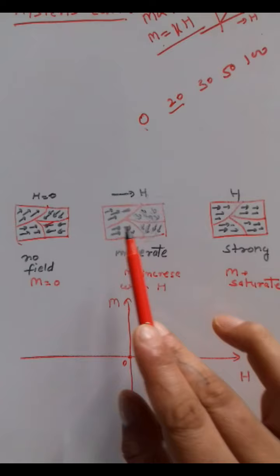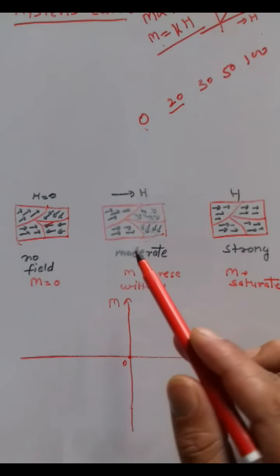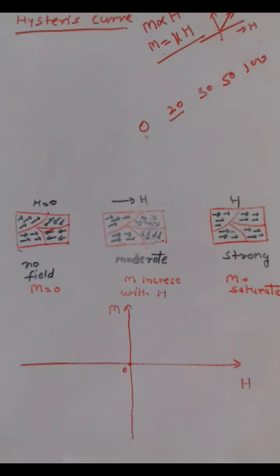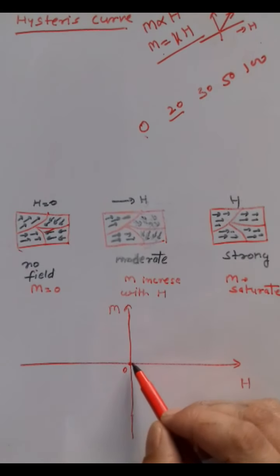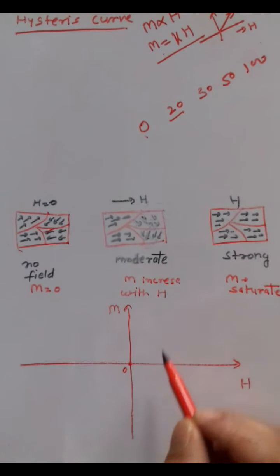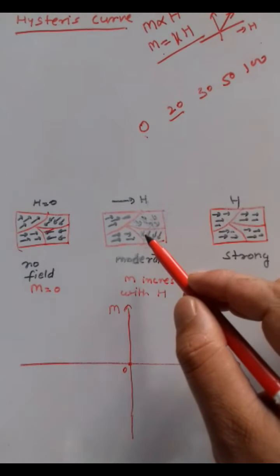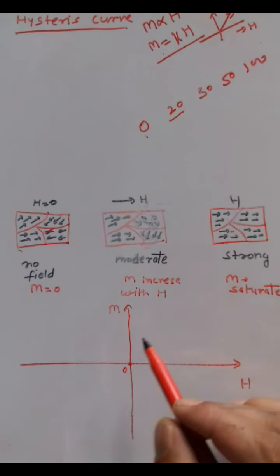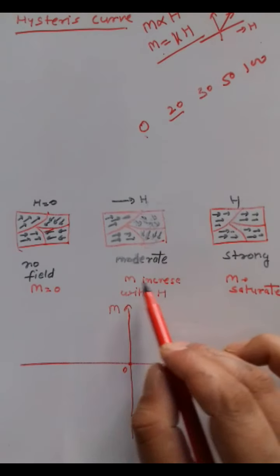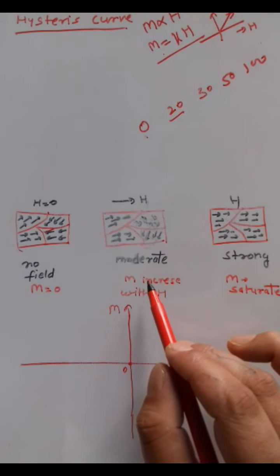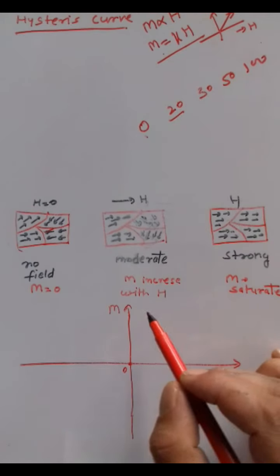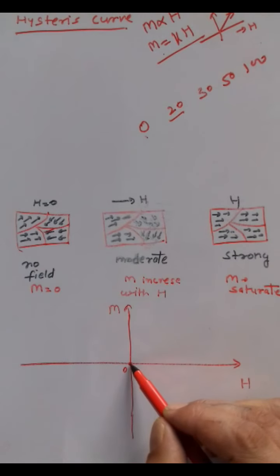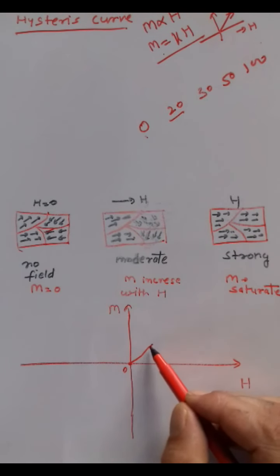So as we increase the external field H, they will try to align, and the magnetization M will increase. As we are increasing the field, these domains are trying to align themselves in the direction of external field, and so the net magnetization M is not zero in this case. So there will be a net magnetization generated due to applied external field. So we will have a curve like this.